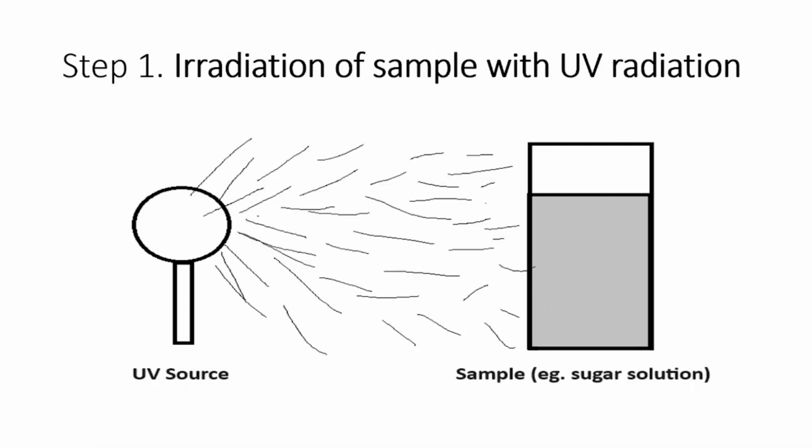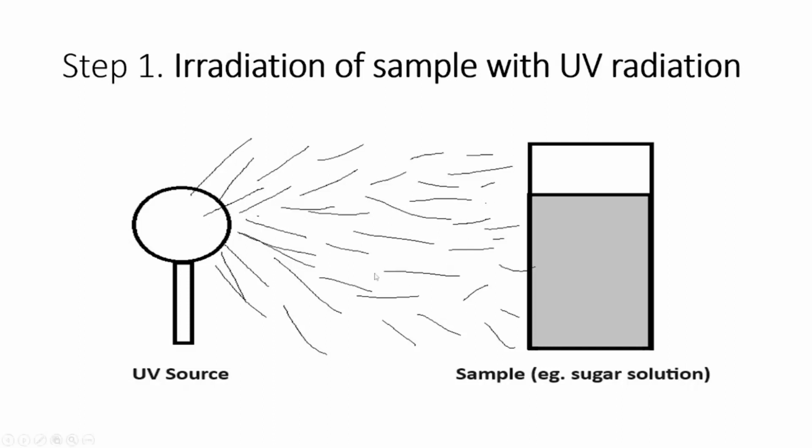Irradiation simply means exposing your sample to the source of radiation. So if I'm dealing with UV radiations, exposing my sample to the UV radiation is the irradiation process. If I'm using IR, that is infrared radiations, exposing my sample to the infrared radiation is my irradiation process. It's just like shining a torchlight on an object, something like that.